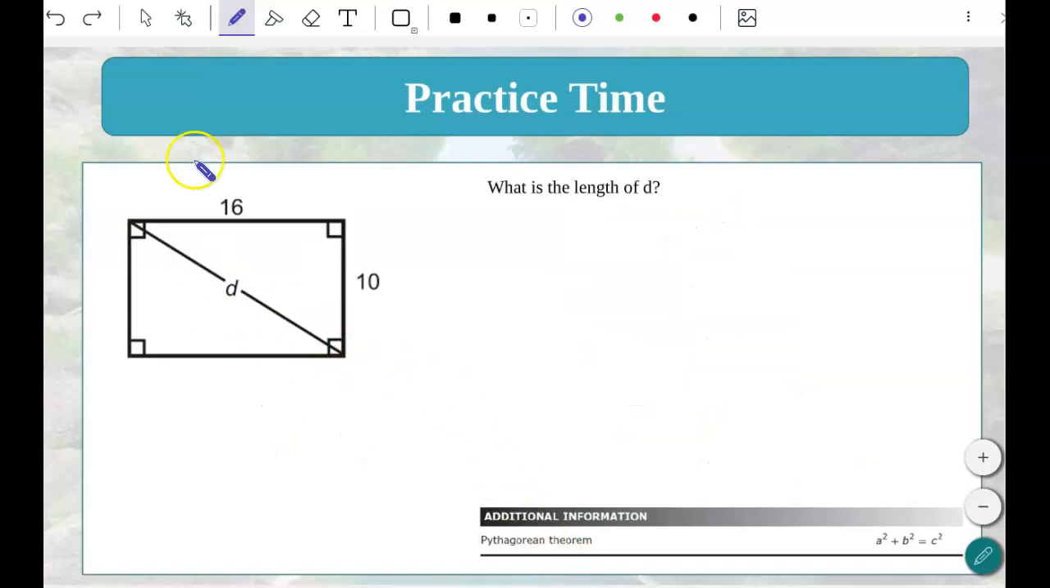Next one, so we have a rectangle and we have a diagonal here, and we're trying to find the diagonal, which just happens to be the hypotenuse of this right triangle. So we have A squared plus B squared is equal to C squared. And we're going to use 16 squared plus 10 squared is equal to C squared, which is D, it's D.